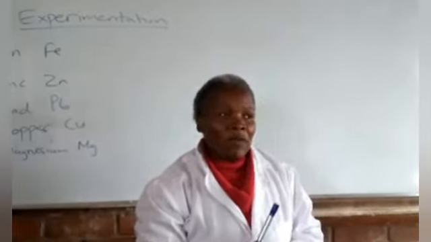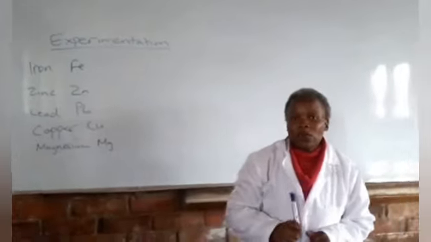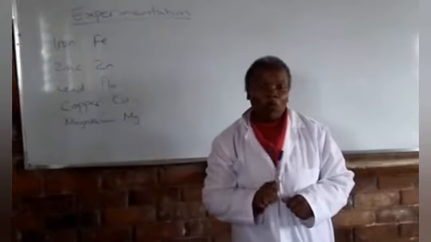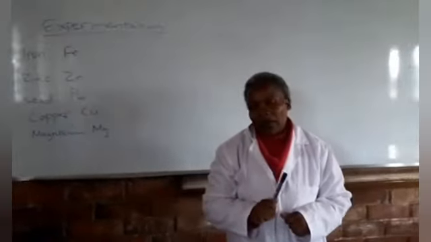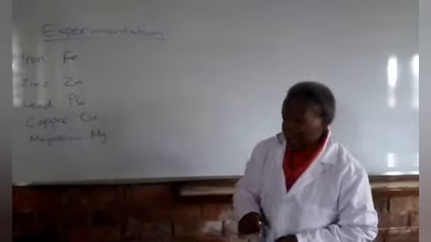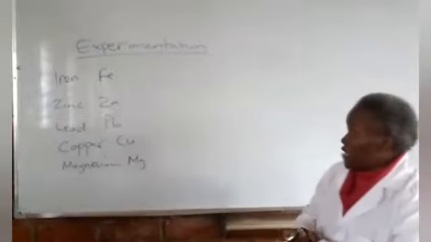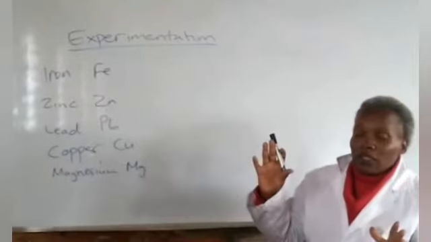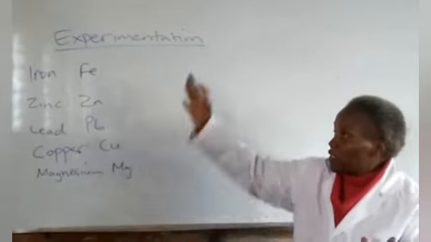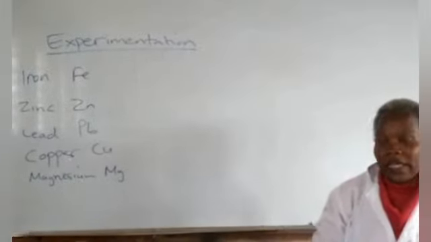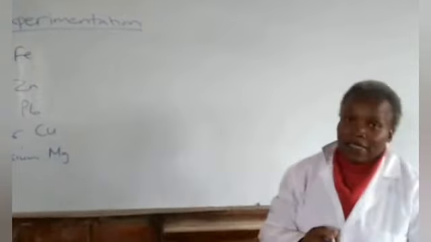We are going to determine their reactivity by reacting them with dilute sulfuric acid. I'm using 1 mole per decimetre cubed, 1 molar sulfuric acid. As you can see, our objective is to place these elements in order of their reactivity, and we are going to use sulfuric acid.